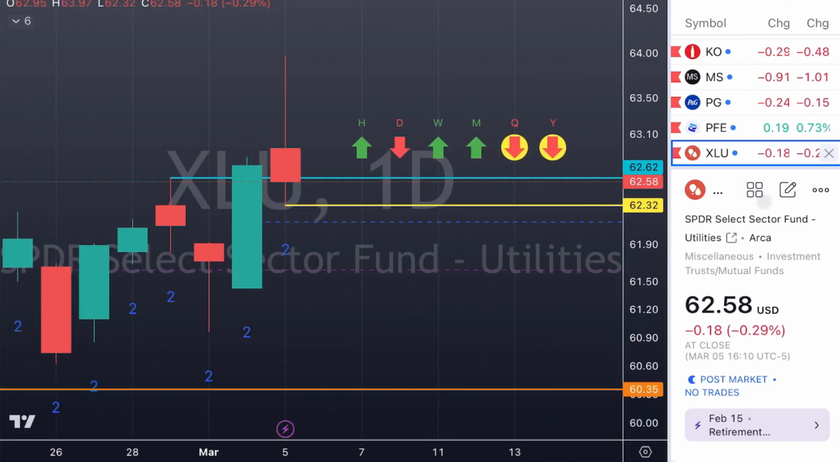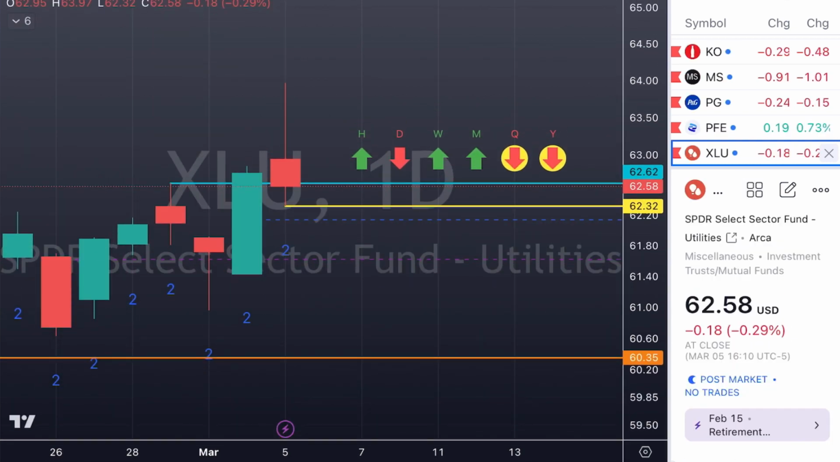From PFE, we go to XLU. There's a shooter candle on XLU. One of the 3 actionable signals, the shooter candle, the inside bar, and the hammer candle, which you see right here. That's telling us they're high probability plays. And in this case, the hammer candle, you'd like to see it green.